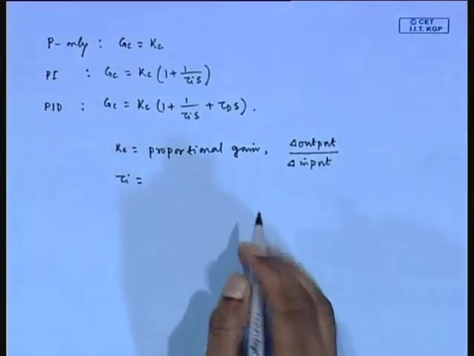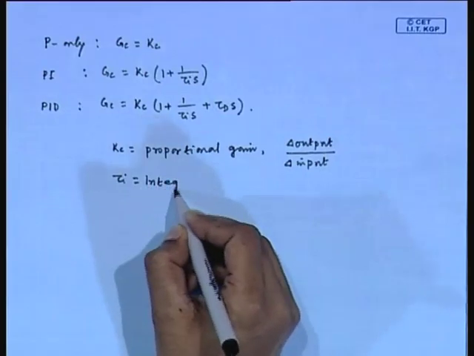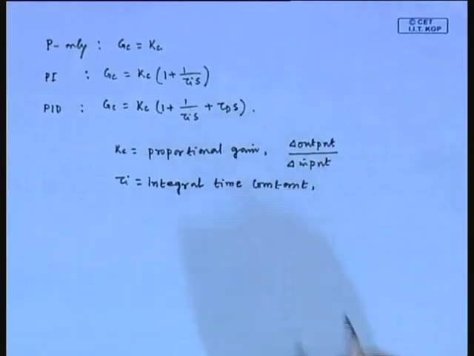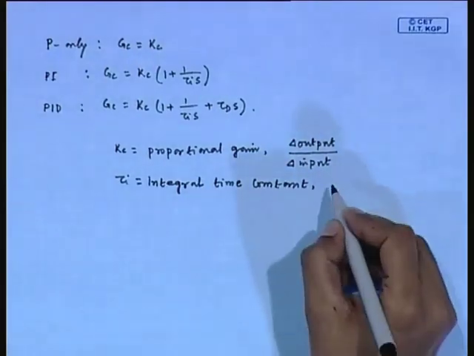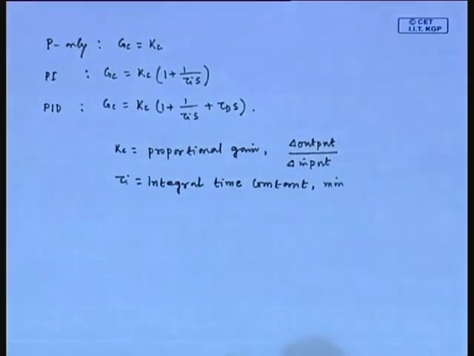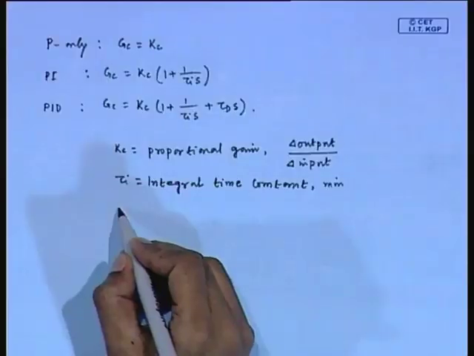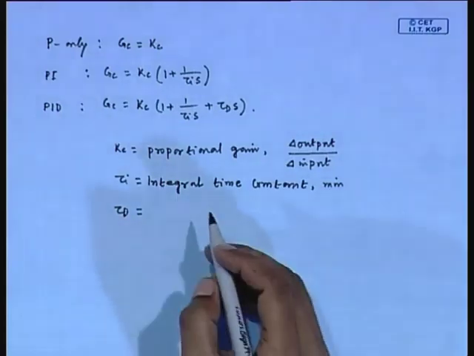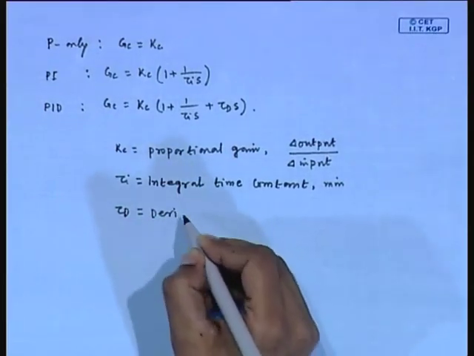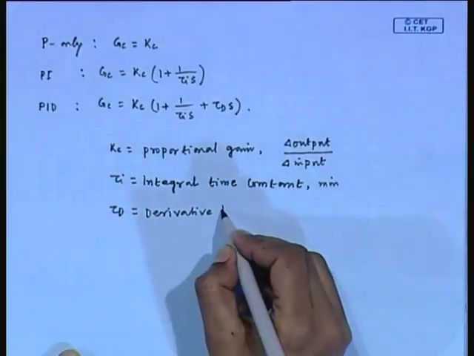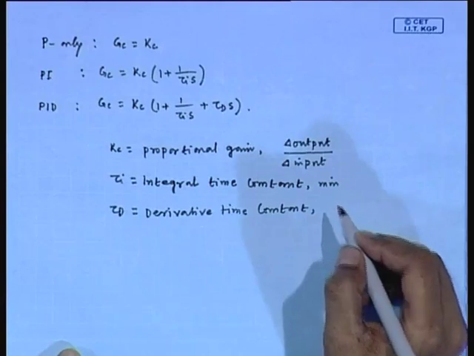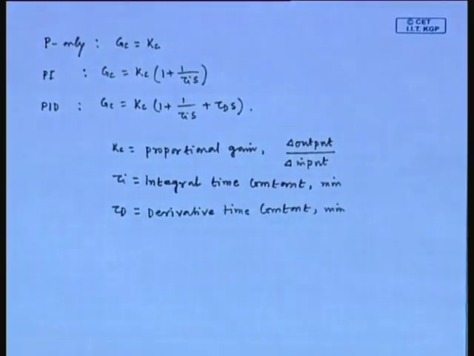Tau_I is the integral time constant. The unit of tau_I is time, it may be minute or hour. Another term which is involved in the derivative term is tau_D. Tau_D is the derivative time constant. The unit of derivative time constant is minute, or it may be hour.